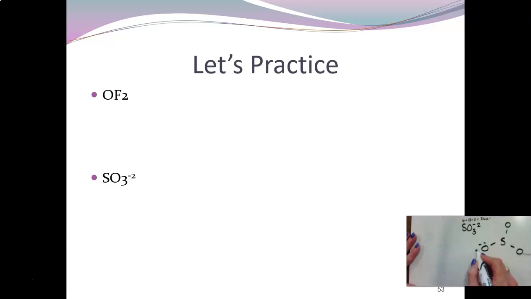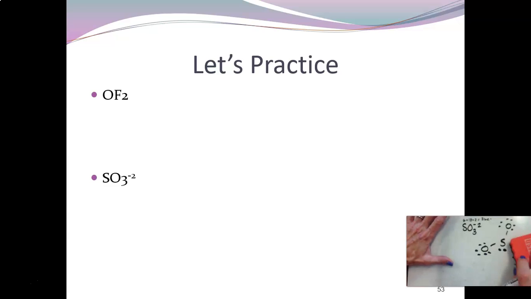Give oxygen an octet. And I'm giving sulfur an octet. Now we're going to count electrons because everything's got an octet. Let's see, 2, 4, 6, 8, 10, 12, 14, 16, 18, 20, 22, 24, 26. So that's the way the structure is.